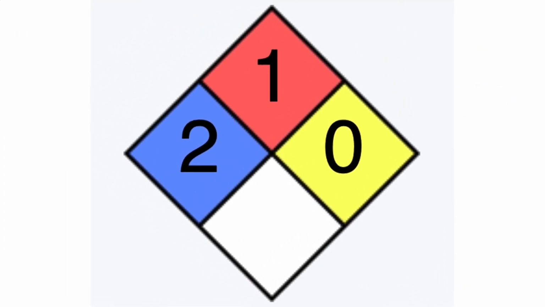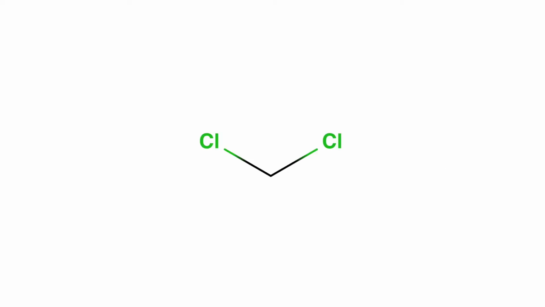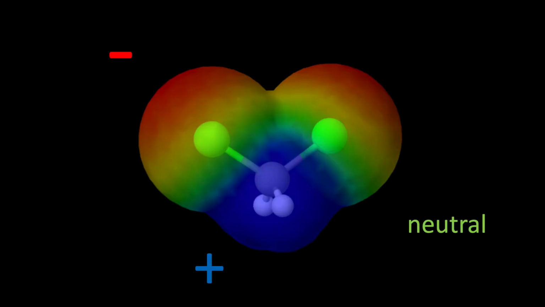The white diamond at the bottom that's left blank means that there are no special considerations you have to think about when you're working with dichloromethane outside of the health, flammability, and reactivity considerations. Let's try to visualize dichloromethane. We've seen how you can represent it in a streamlined way through this skeletal structure, which is representing these atoms here. But this is a two-dimensional representation of a three-dimensional molecule.